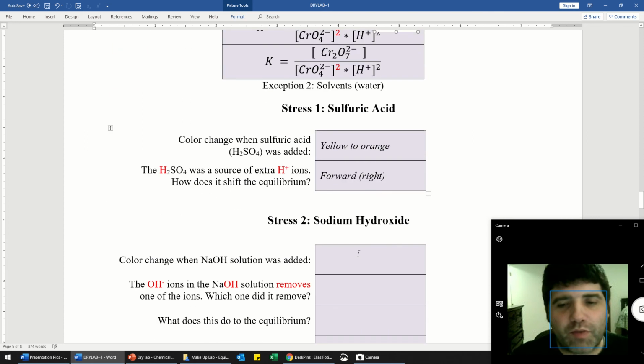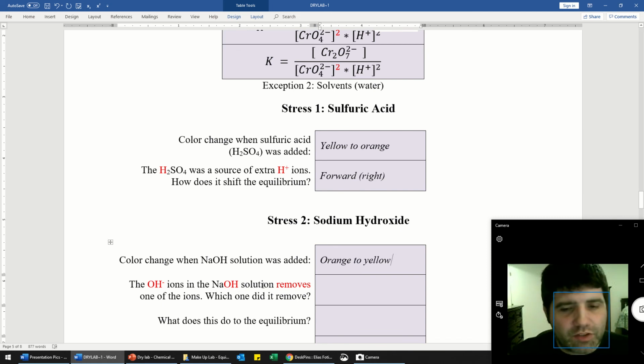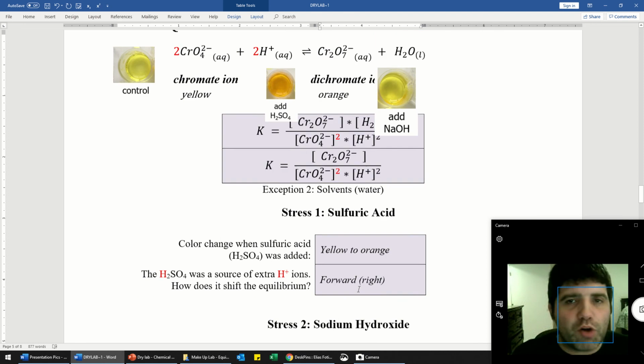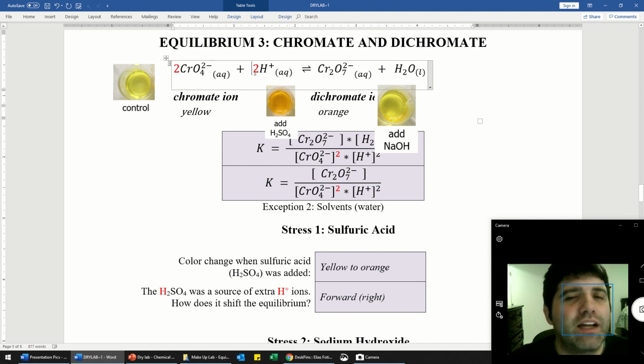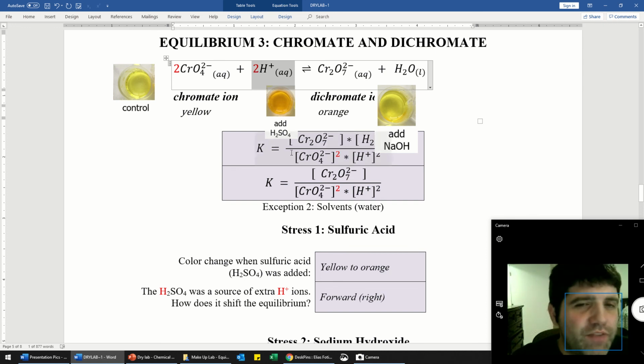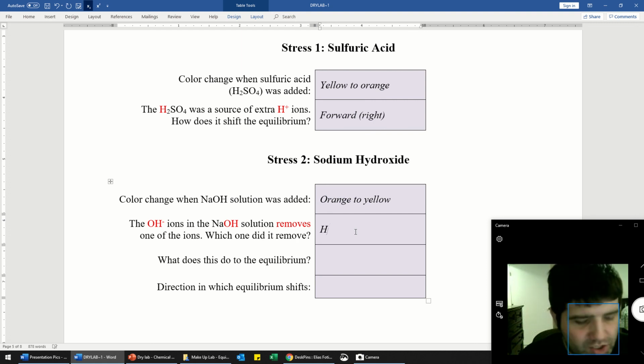And if we think through this, one's a little bit different. Color change when NaOH solution was added: it goes from orange to yellow. The hydroxide ions in the solution remove one of the ions. Which one did it remove? Okay, so we have OH minus, and it's going to be taking away one of these. Your first guess would probably be right. The ion it's going to take out is H plus. What it does is it combines with it and makes water. So effectively what happens is we are removing H plus.